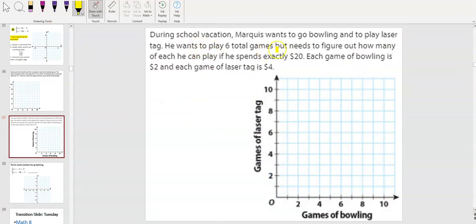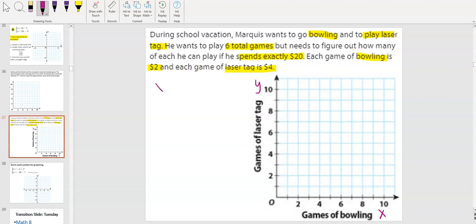So during school vacation, Marquise wants to go bowling and play laser tag. So we're doing bowling and laser tag. He wants to play 6 total games, but needs to figure out how many of each he can play if he spends exactly $20. Each game of bowling is $2 and each game of laser tag is $4. So we're going to write our 2 equations, very similar to the hot dog and drink one. I know that he wants to play 6 games. So let's make x bowling and y laser tag.